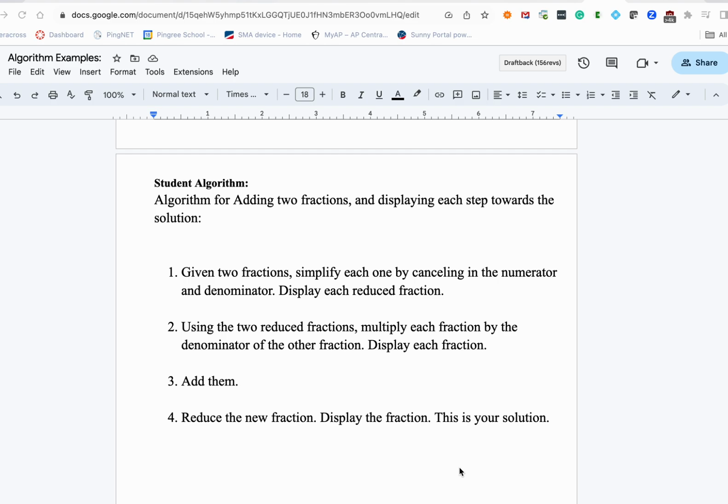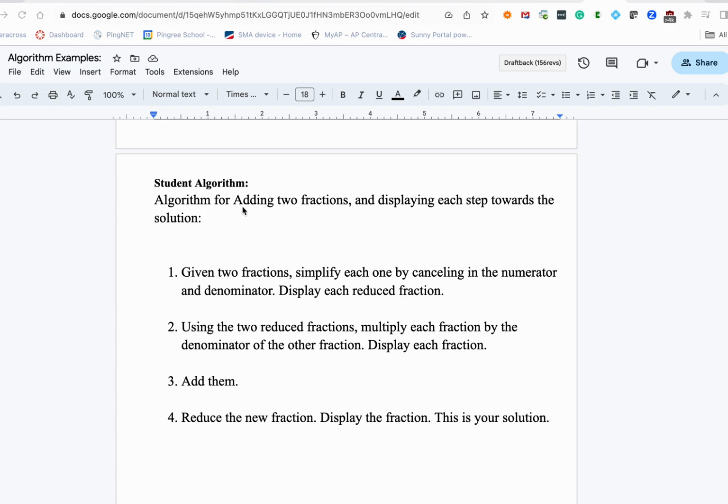A little bit of practice with this writing algorithm and interfacing with AI and getting your algorithm to work. So just pause this and try it yourself and then see how you go along the way. Suppose you're writing an algorithm for adding two fractions.